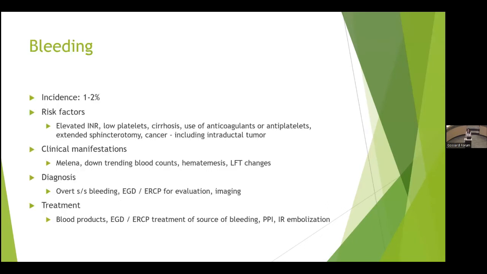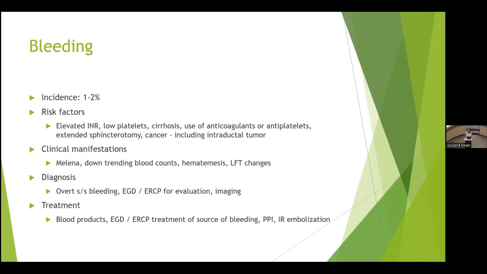Bleeding, very good. So post-ERCP bleeding, incidence is about 1 to 2%. The risk factors include coagulopathy related possibly to liver disease or other underlying medical conditions. Low platelets can increase the risk, cirrhosis, which can lead to coagulopathy, use of anticoagulants or antiplatelets. If we do an extended sphincterotomy, and then cancer can increase the risk of post-ERCP bleeding, particularly if they have intraductal tumors or cholangiocarcinoma.